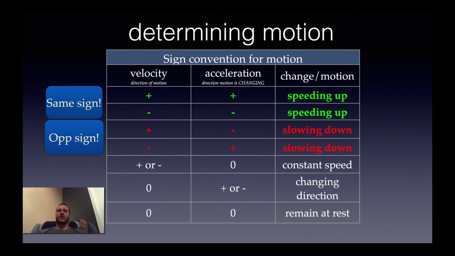The bottom three are a little more self-explanatory. If you have no acceleration, but you have a velocity, you're moving at a constant speed. If you have no velocity, but you're accelerating, that means your direction is changing. And if you have no velocity and no acceleration, you're staying at rest. So there are your basic kinematic formulas, along with this helpful table to really help you determine how the object is moving, what it is doing, and how it is changing.